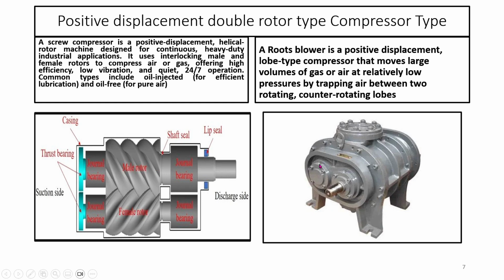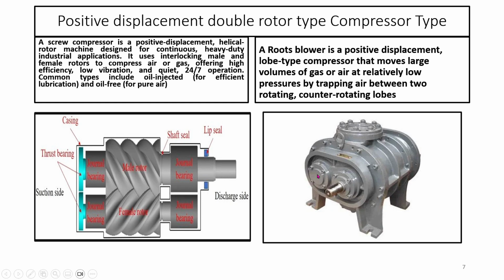Here it is a lobe type. It is also called a roots type blower. It is a positive displacement type. The lobe type compressor moves a large volume of gas or air at relatively low pressure by trapping the air between two counter-rotating lobes. Here is one lobe. Here is another lobe. This is the drive lobe. This one is the idle male. This one is the female.